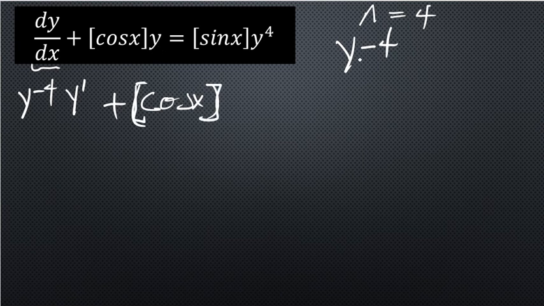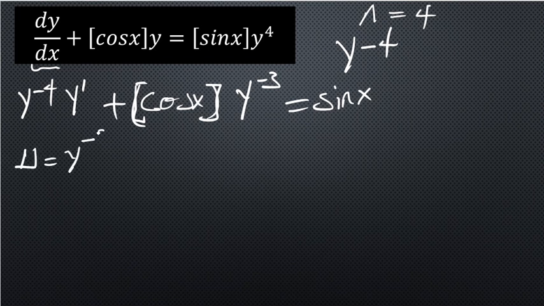y times y to the power of negative 4 is going to be y to the power of negative 3, is equal to just sine x, which will be left from the right side, because y to the power of negative 4 times y to the power of 4 is going to be y to the power of 0, since you add the exponents. Therefore, this time we need to substitute u is equal to y to the power of negative 3.